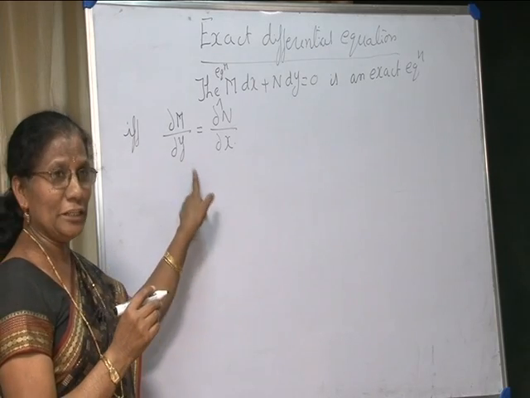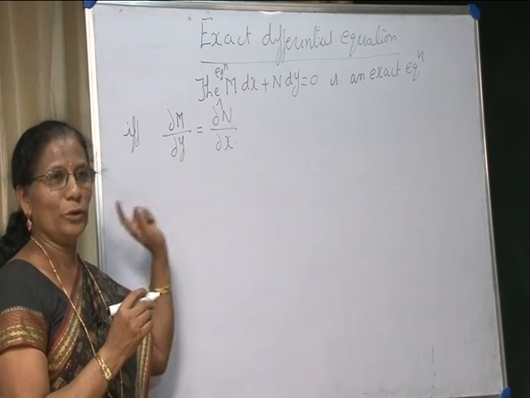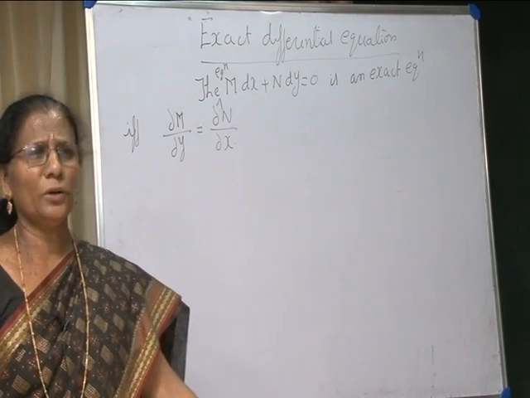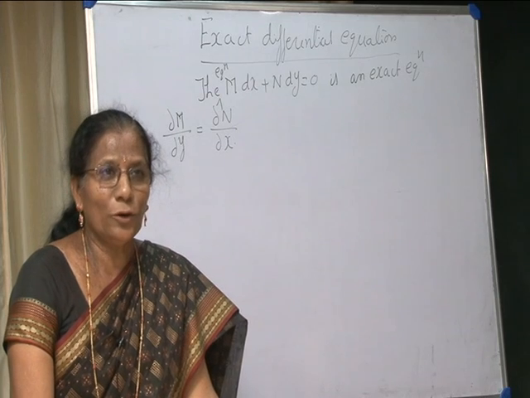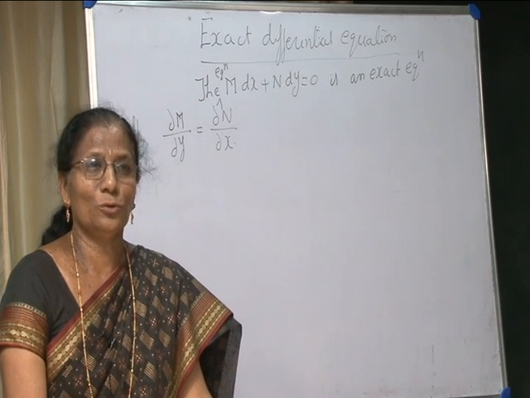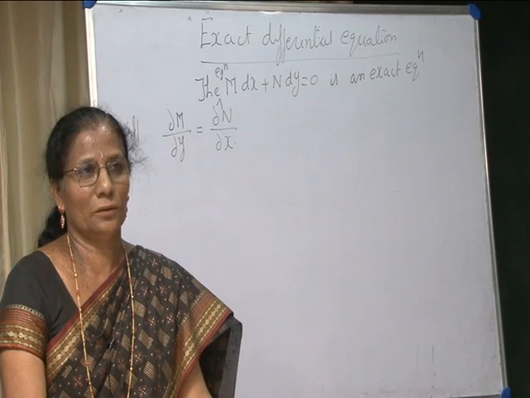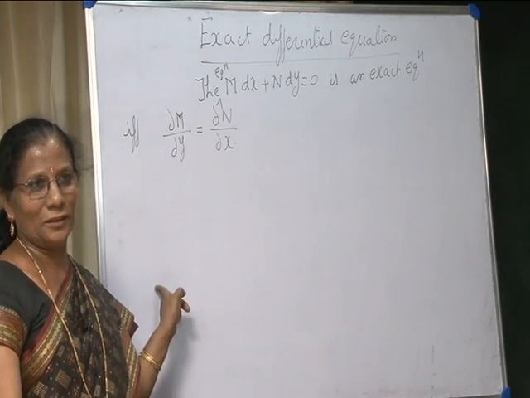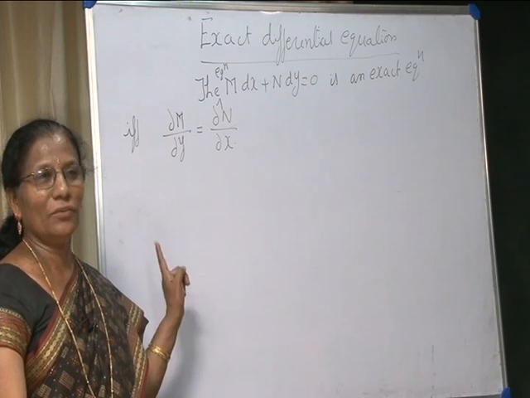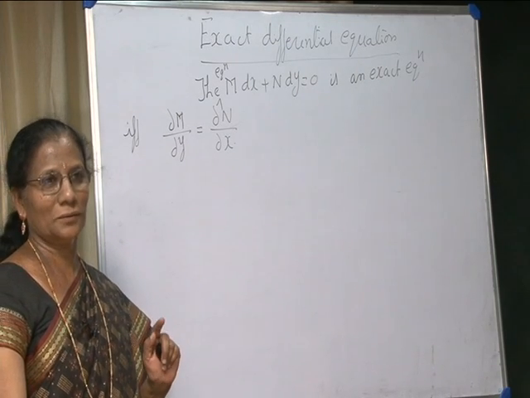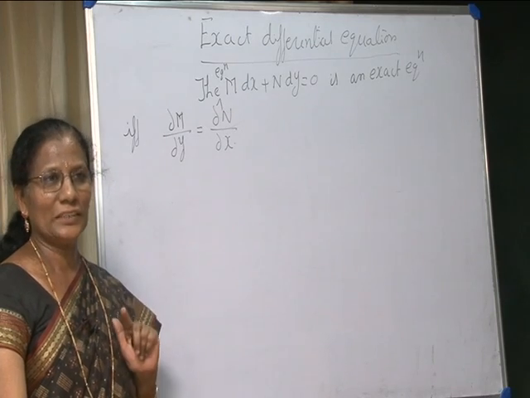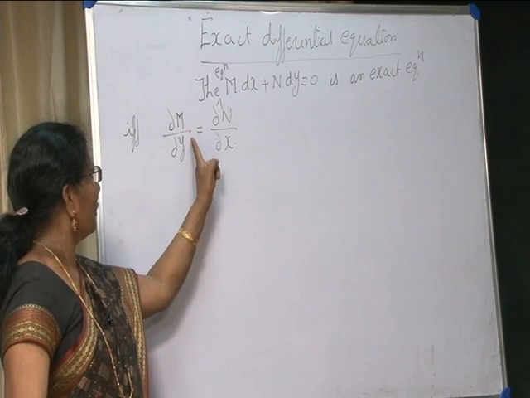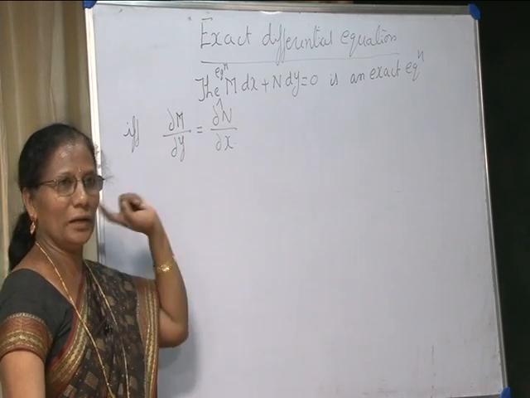If this condition holds good, then we say that the given differential equation is an exact equation. There are a number of methods to find out exactness and to solve the exact differential equation, but according to your syllabus you have only this method. When are we going to say that the given equation is exact or not? If it is an exact equation, this condition must hold good: delta M by delta y is equal to delta N by delta x.